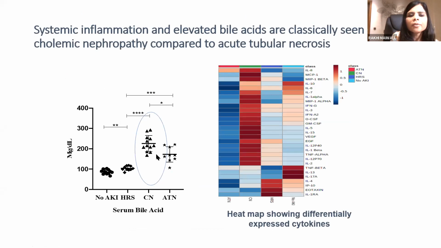And I'll show you here the relevance of the cholemic nephropathy. We can see here the HRS patients with ACLF, they have suppressed bile acids, but these are the 2 different structural AKI that we see. The cholemic nephropathy patients have higher bile acids. These are the heat map and the cytokine profile. As compared to ATN, these have a pro-inflammatory cytokine profile, while there's a down regulation in ATN patients.